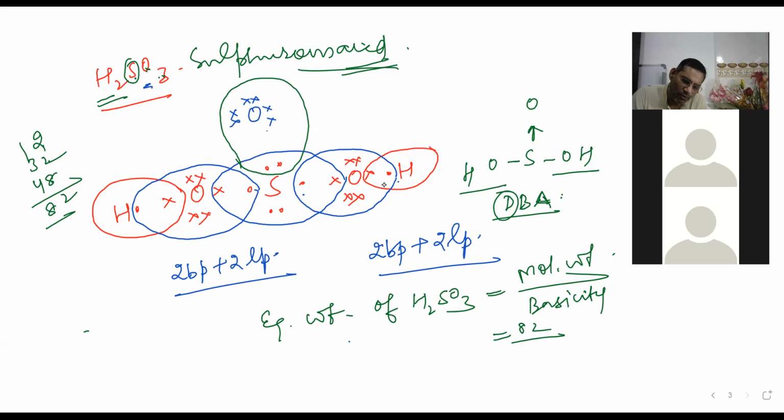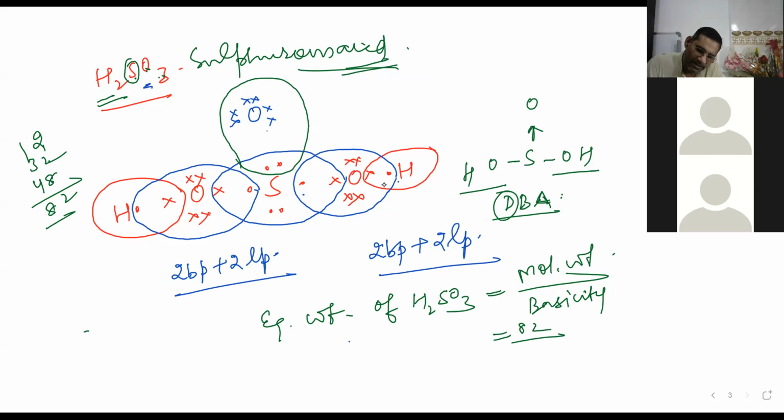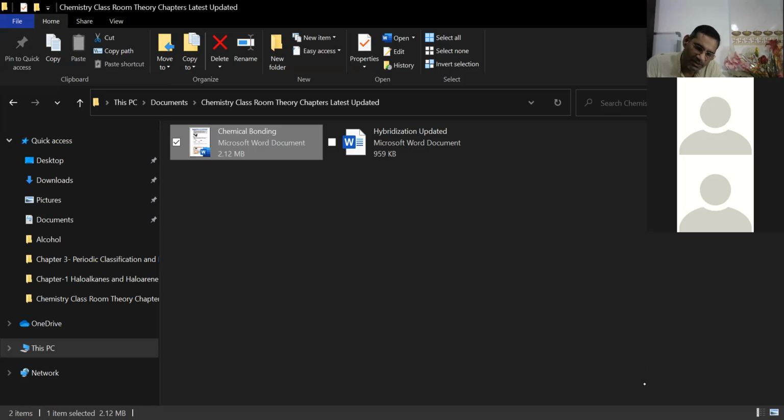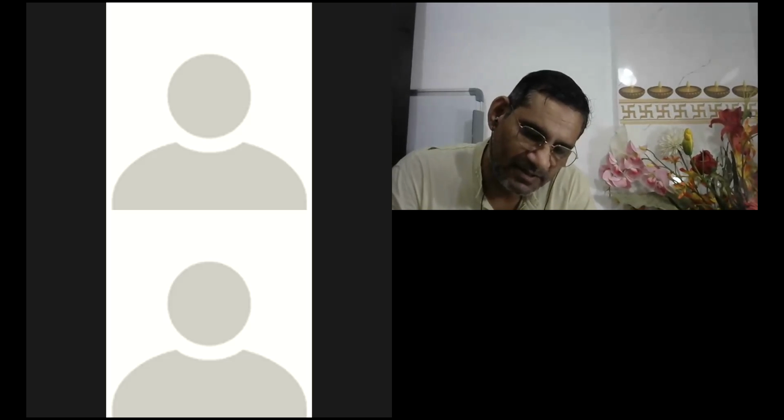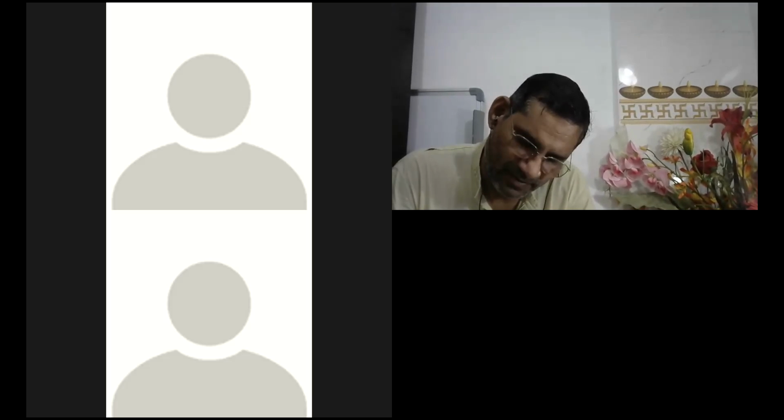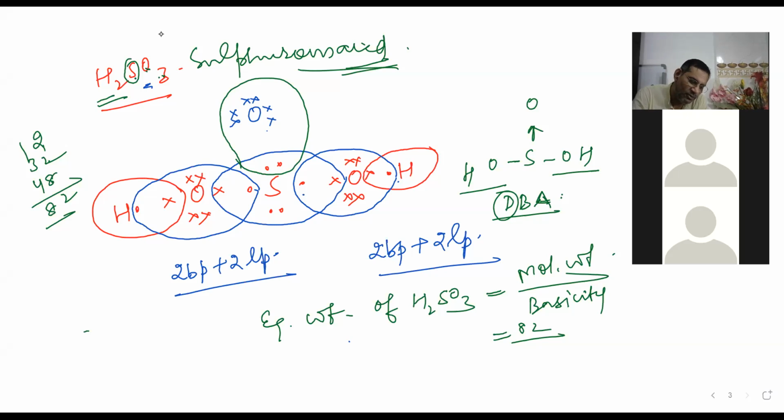Why 2? Because 2 OH groups are there. This sulfurous acid is having 2 replaceable hydrogen atoms. This hydrogen is replaceable and this hydrogen is also replaceable.